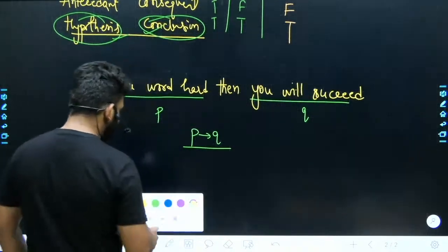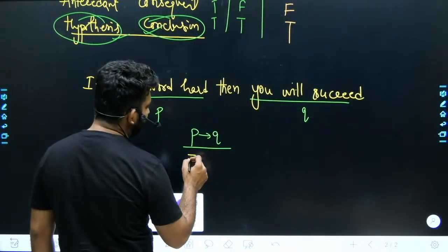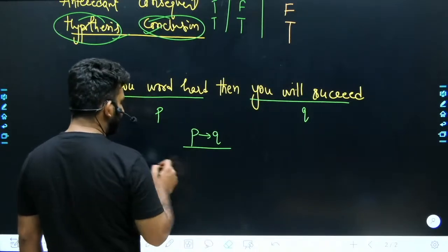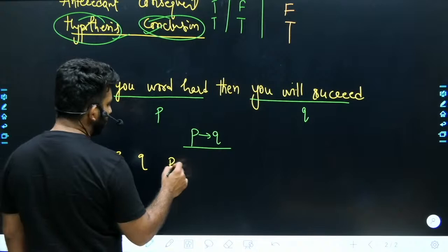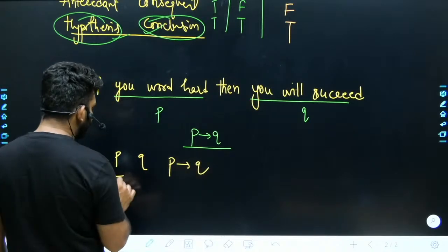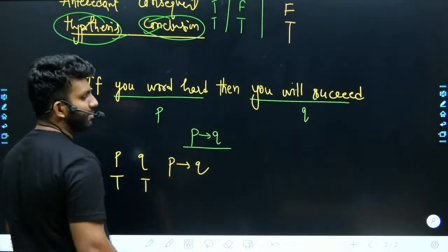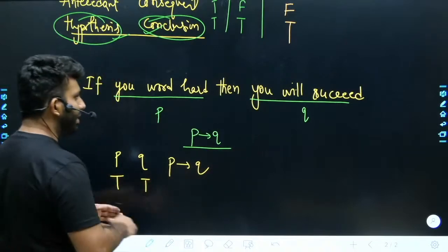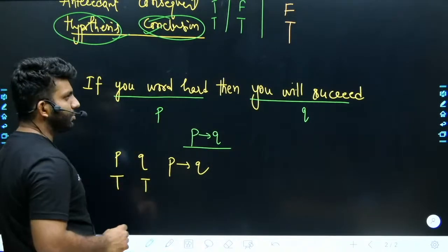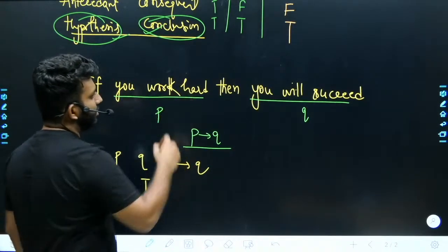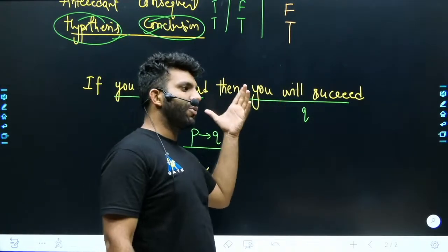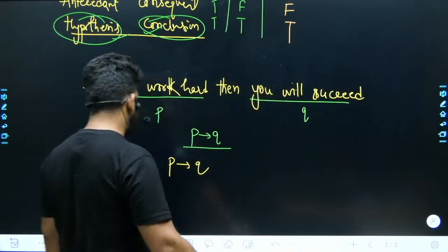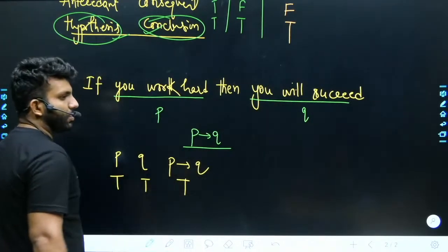Okay, so that's why when I had this true, when I said, okay, let's just create the table again. P implies Q. So when I had this true, this was true, then you were telling me, sir, you were right. You worked hard and you succeeded. Then you'll say, sir, yes, I worked hard and I succeeded. Whatever you said was correct. So P implies Q is correct over here.